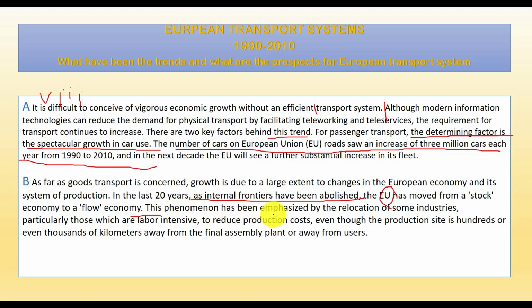This phenomenon has been emphasized by the relocation of some industries, particularly those which are labor-intensive, to reduce production costs, even though the production site is hundreds or even thousands of kilometers away from the final assembly plant or away from users. Okay, let's go back to our options.